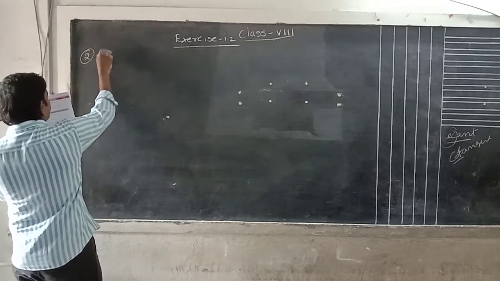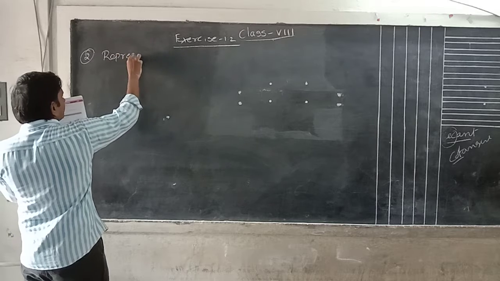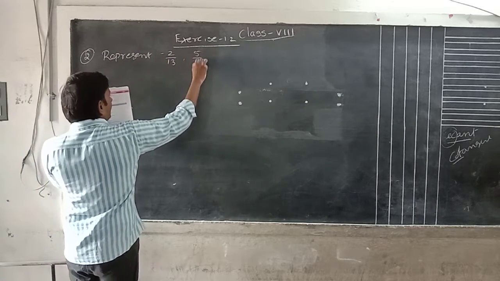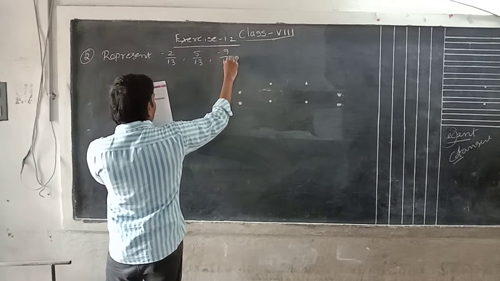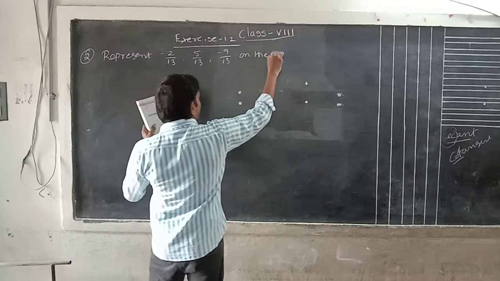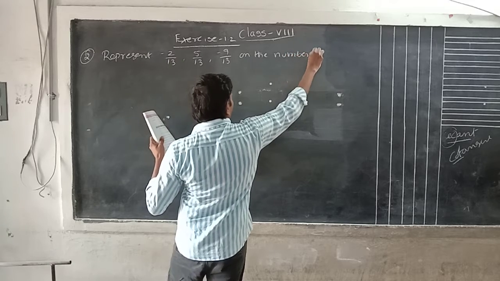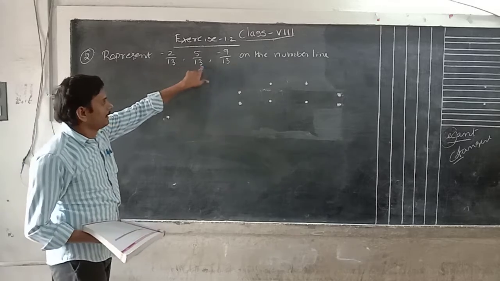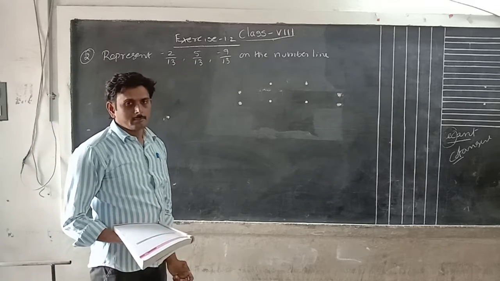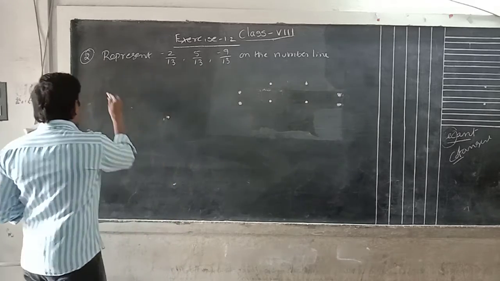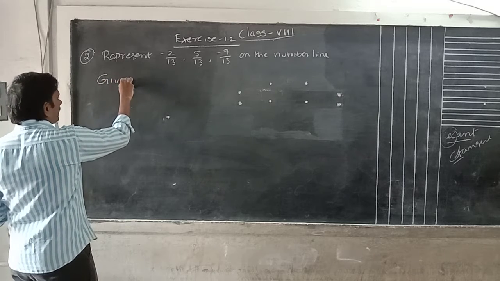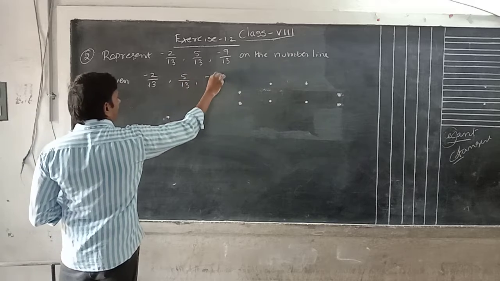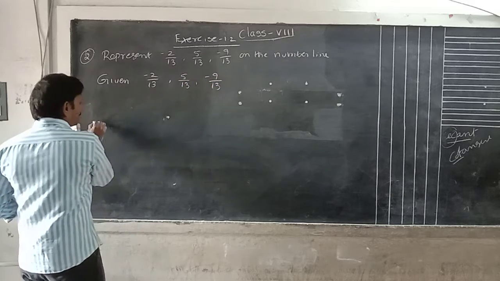Represent, second question. Represent -2/13, 5/13, -9/13 on the number line. One thing to remember: what is the denominator here? 13, 13, 13. That means one number line in here. Okay, what is given here? Given -2/13, 5/13, -9/13. Okay, take a number line here.